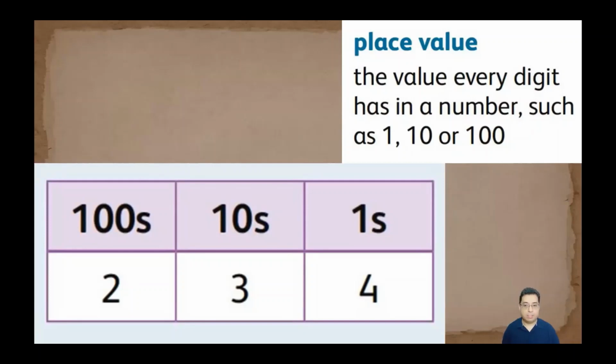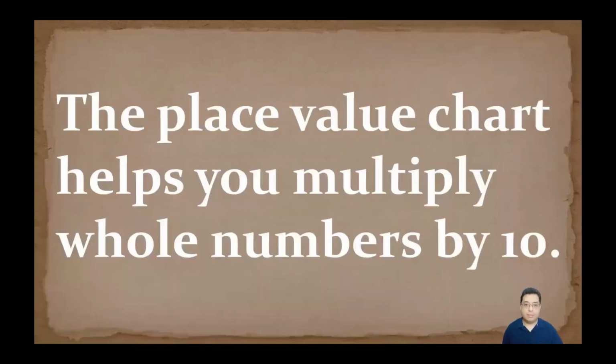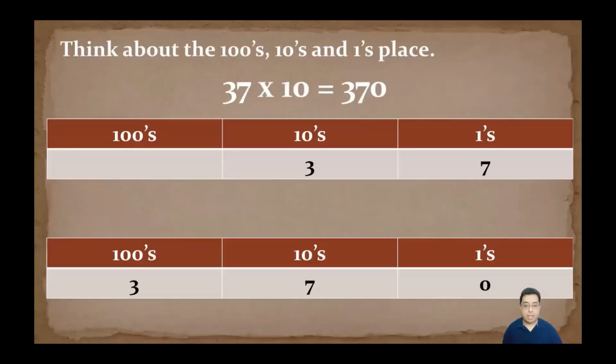Okay, so I got this place value chart here that shows you in the hundreds place there's 2, in the tens place there's 3, and in the ones place there's 4. So in essence, there's 2 hundreds, there's 30, and there's 4 here, making it 234. The place value chart helps you multiply whole numbers by 10. Think about the hundreds, tens, and ones place here.